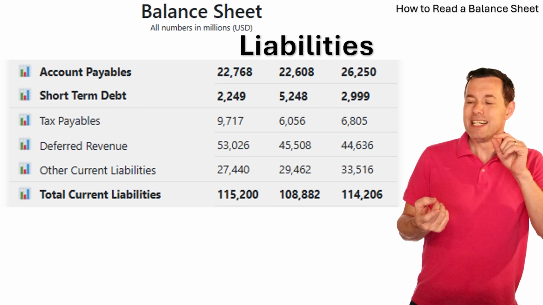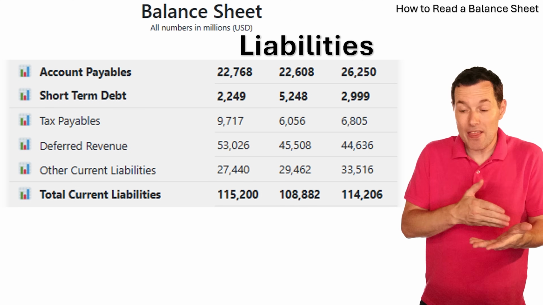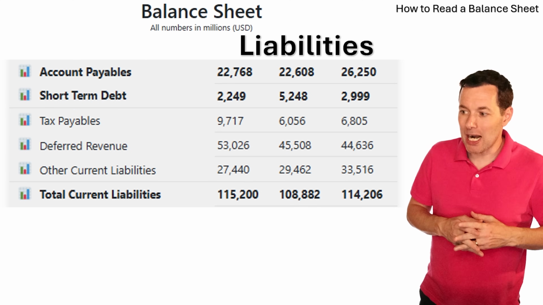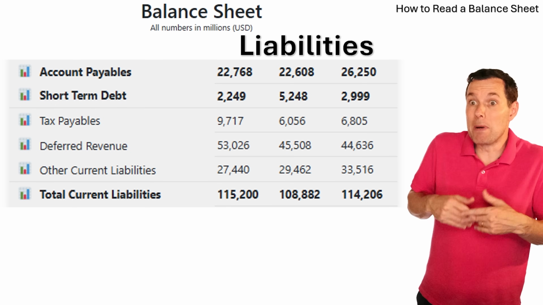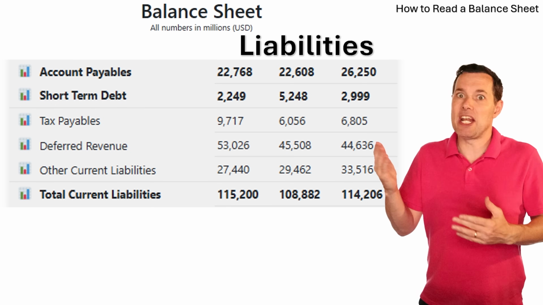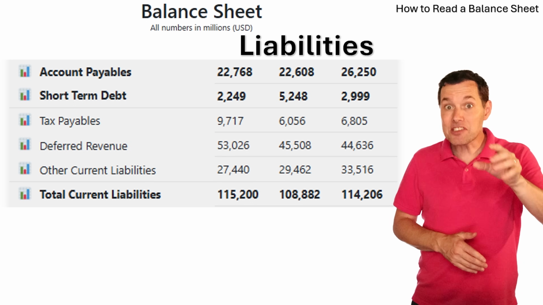Short-term debt are loans or debt or notes that are due in the next 12 months. So perhaps this is interest payments that they have to make on bonds that they issued, or maybe their bond is maturing in the next 12 months. All of those numbers would land in short-term debt. This is a very important number.